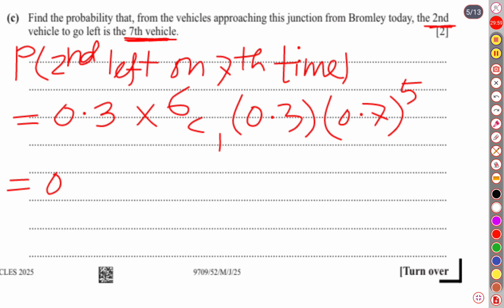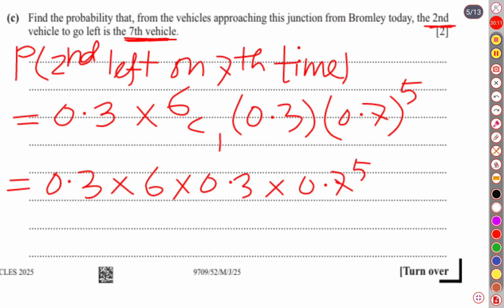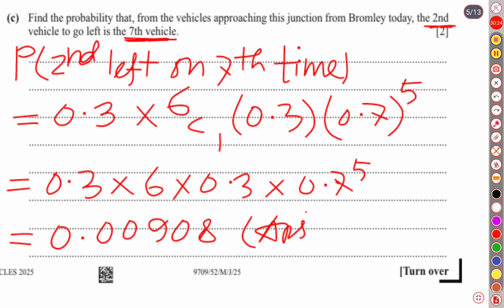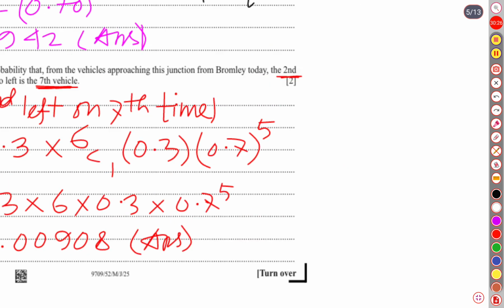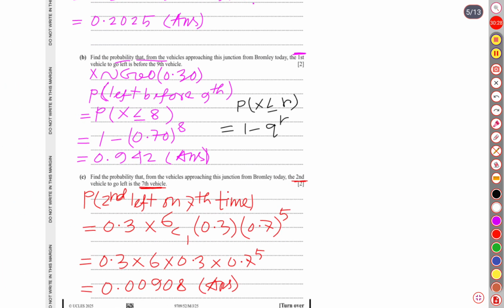So if we simplify, it is 6 choose 1 from 6 vehicles. If we choose 1, it is 6 ways we can choose, times 0.3 times 0.7 raised to 5. So finally, our answer is going to be 0.00908. If we round it to 3 significant figures, it is going to be 0.00908. And that is all about the solution to all of these 3 questions. Okay.